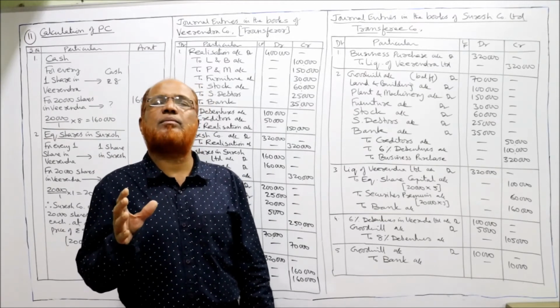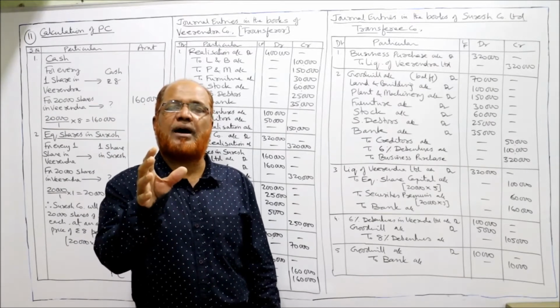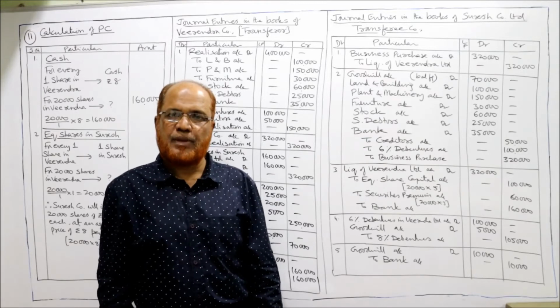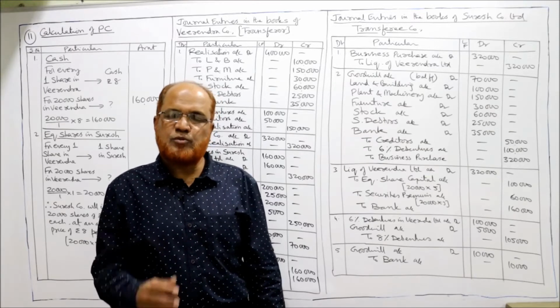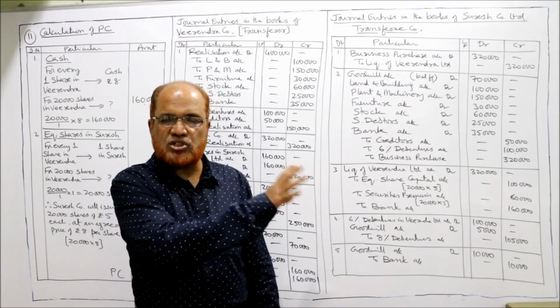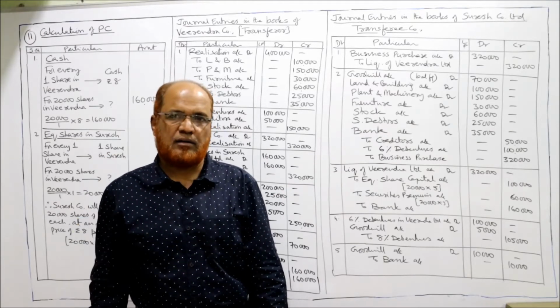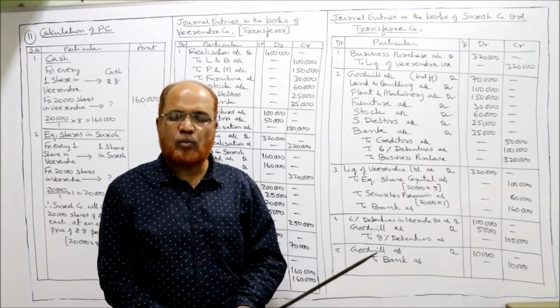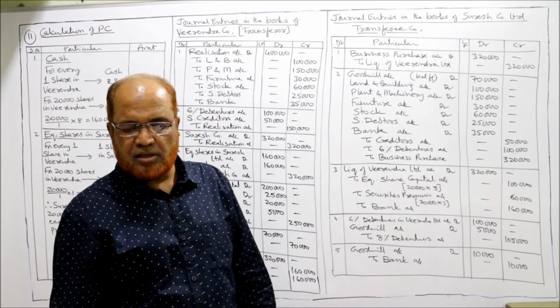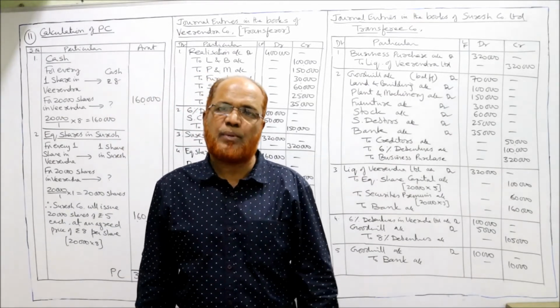Last entry, liquidation expenses. It is given in the problem that liquidation expenses are paid by the purchasing company, by Suresh Limited. When Suresh Limited pays, this entry will come in Suresh's books. Entry: goodwill account debit to bank 10,000, being the liquidation expenses paid. So this is the completion of problem number 11.